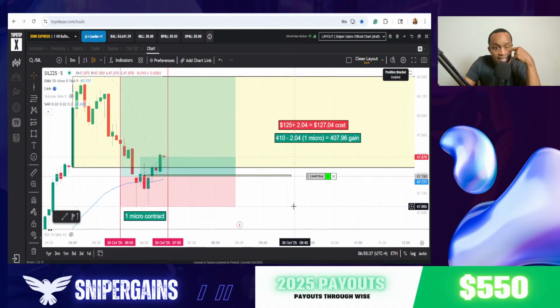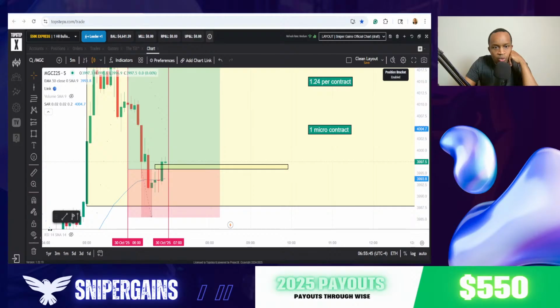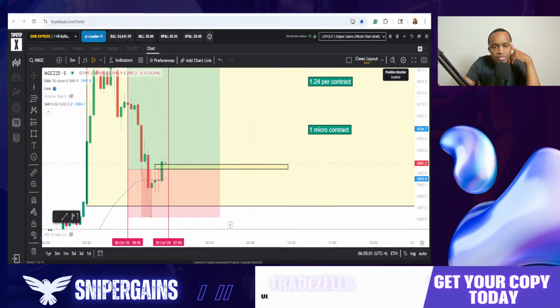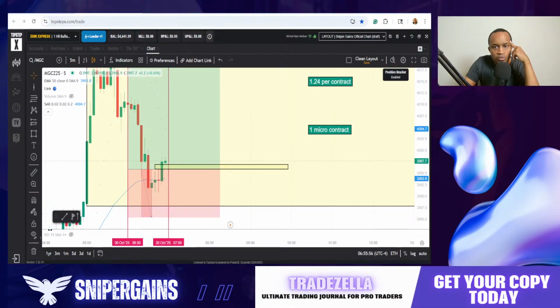So I'm just keeping an eye on SIL, but also keeping an eye on gold as well, because once I enter one trade, I can't just start flipping around because that's too much risk. So I can only choose one of these two. If it's this one, it's one micro contract.